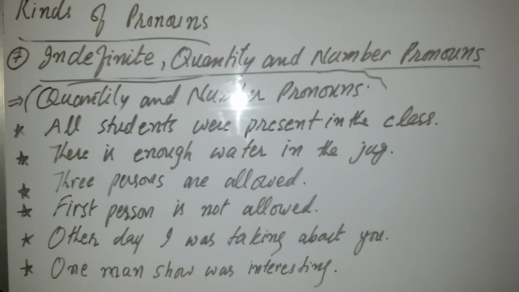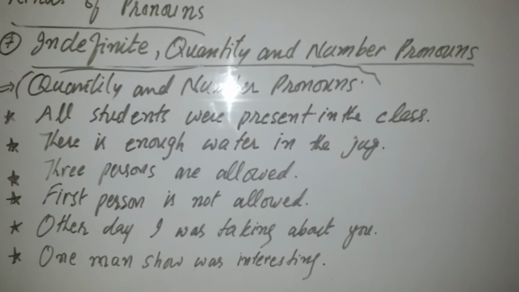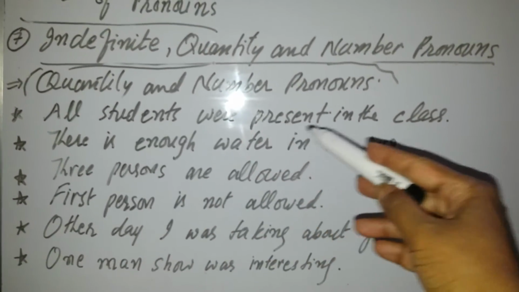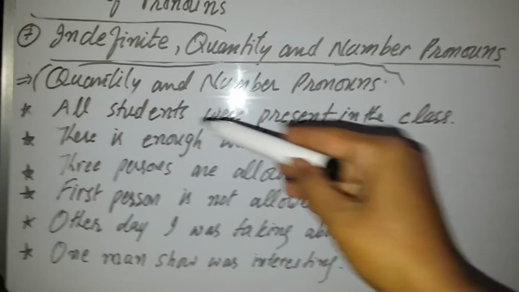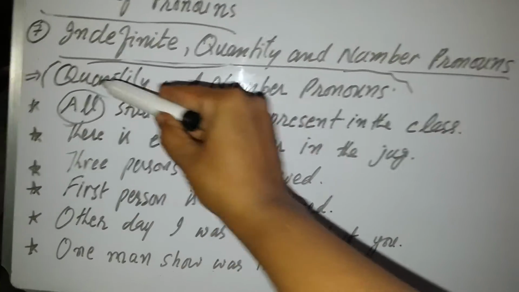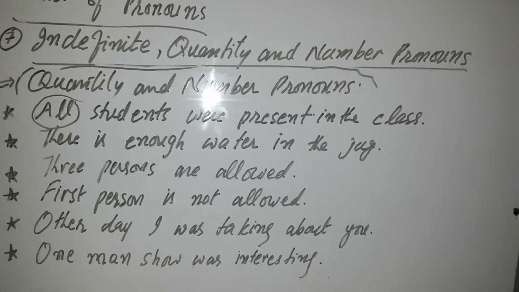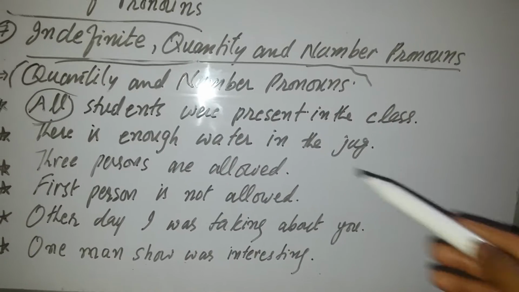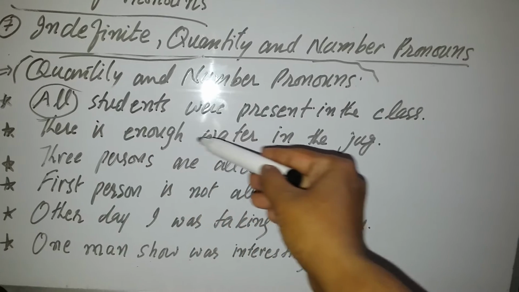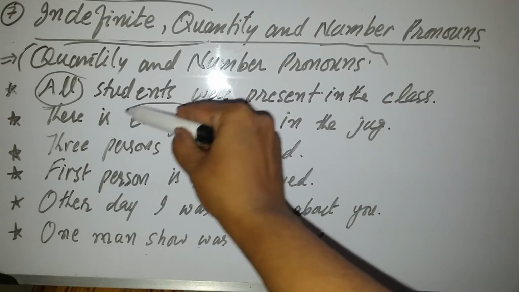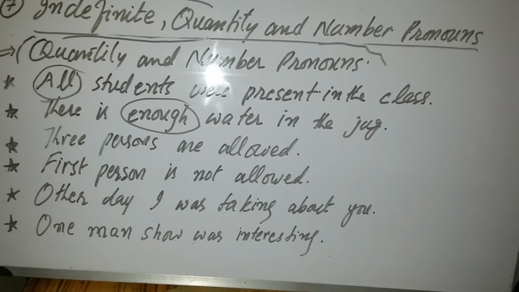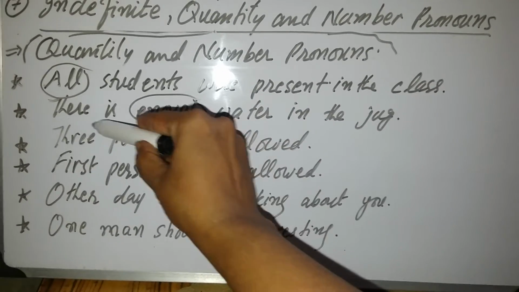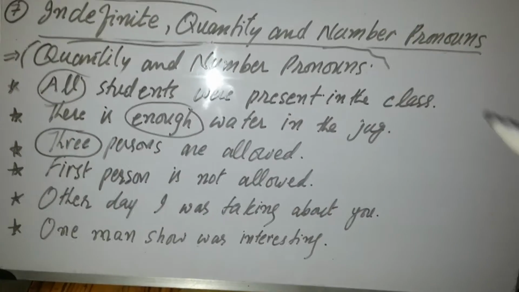Now these are a few examples of quantity and number pronouns. All students were present in the class. In this sentence, all is a quantity pronoun. There is enough water in the jug. Enough is a quantity pronoun. Three persons are allowed. Three is a number pronoun.